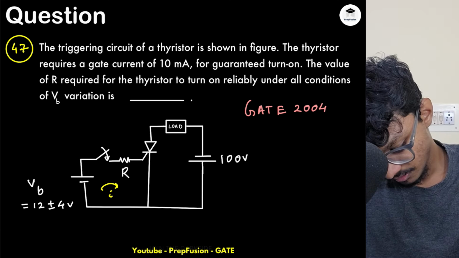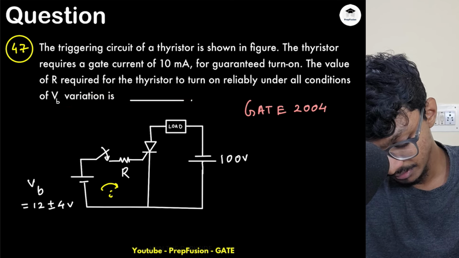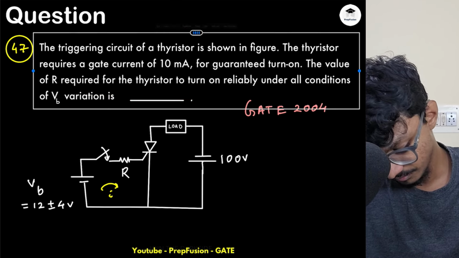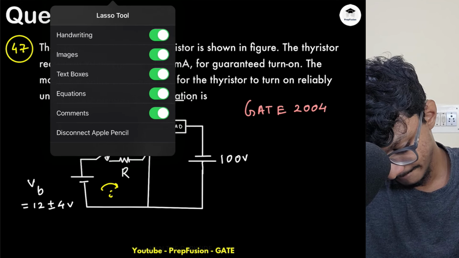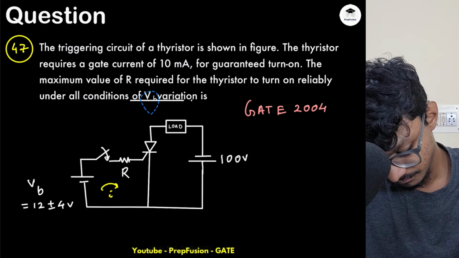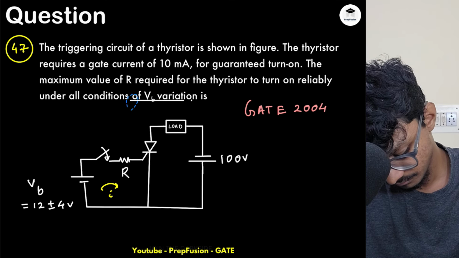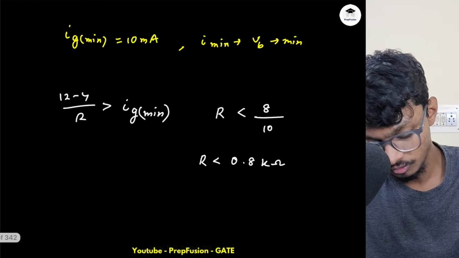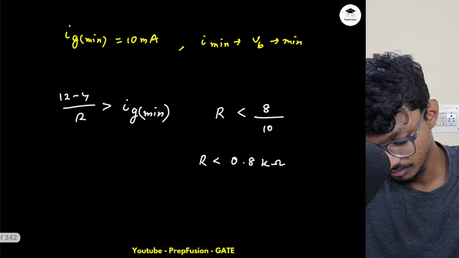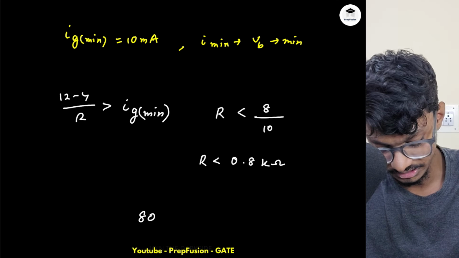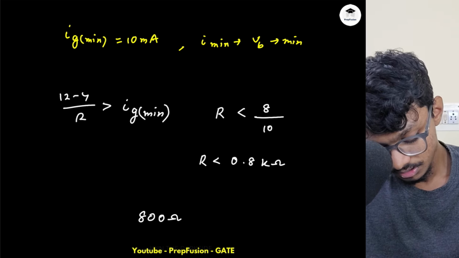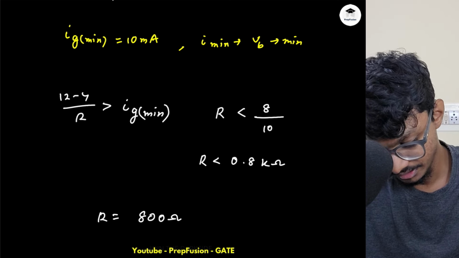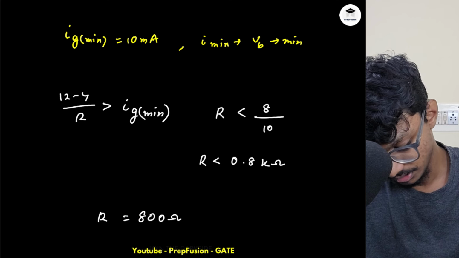So the value of R required for the thyristor to turn on reliably, they should have told us the maximum value. So maximum value will be 0.8 kilo ohms. They haven't told us in what unit, so I will write in simple ohms. R max can be 800 ohms.